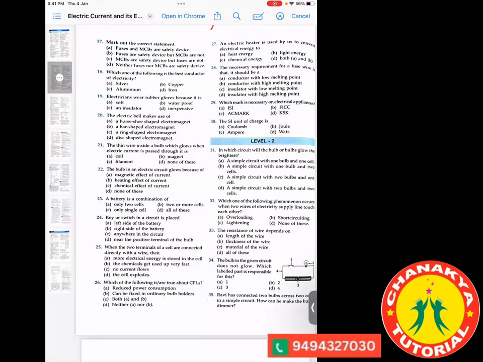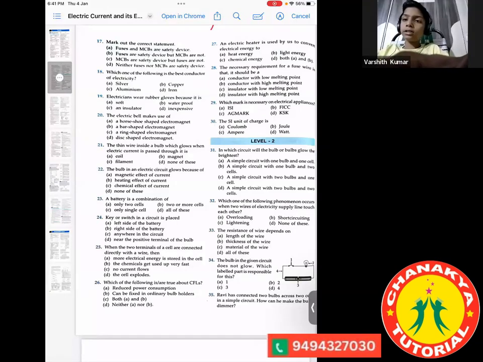Question number 22, Yashwant. The bulb in an electrical circuit glows because of, ma'am, my personal option is B. Correct. It is B. So the bulb will be glowing because of the heat effect of current.